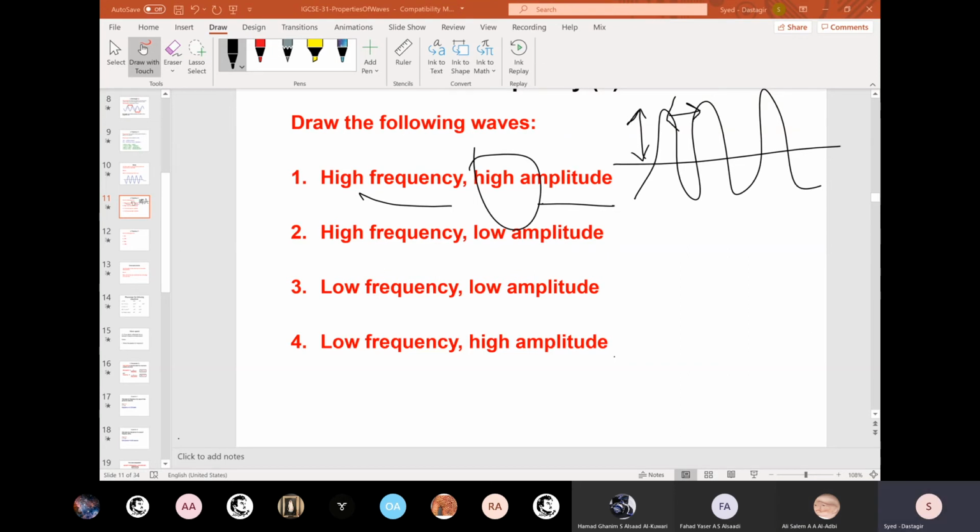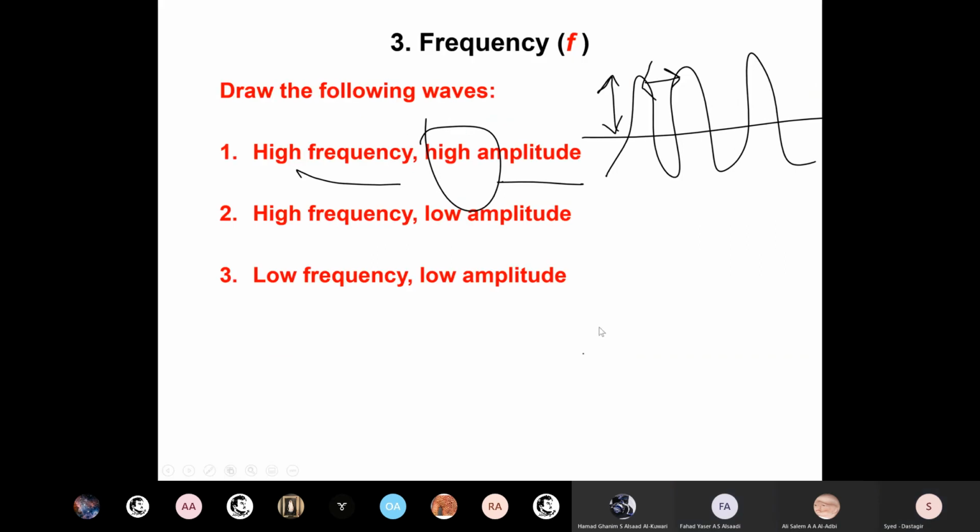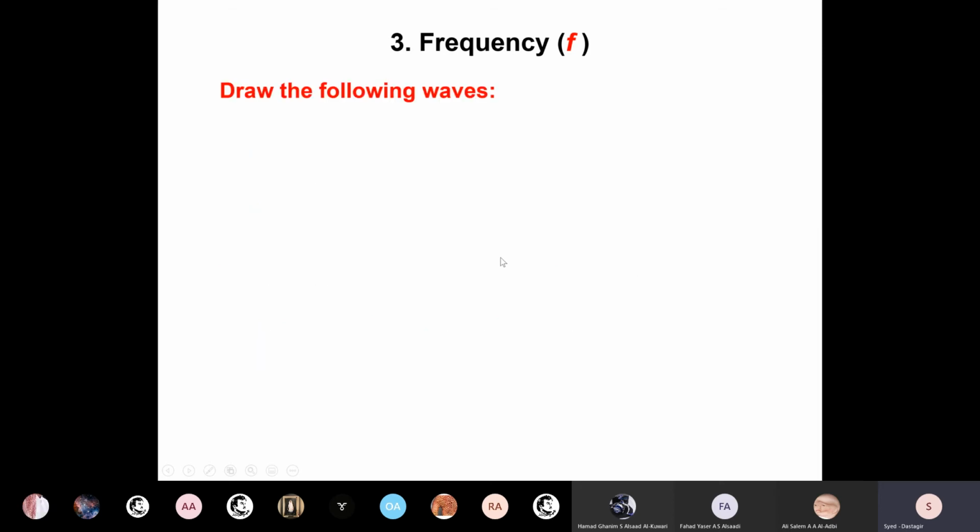Right, 5 seconds left. And we'll keep it moving. So the first one, high frequency, high amplitude. Second one, high frequency, low amplitude. Third one, low frequency, low amplitude. Fourth one, low frequency, high amplitude. Okay. Right, guys. So moving on.